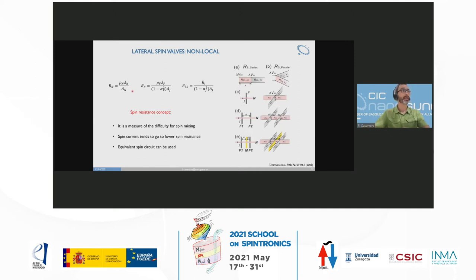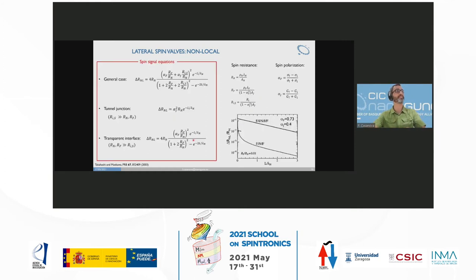So with this idea, you can even work with equivalent spin circuits and construct what happens if you put two materials in series or in parallel and build up some complex lateral devices by putting together the different spin resistances, and then you can obtain these complicated equations out of it.